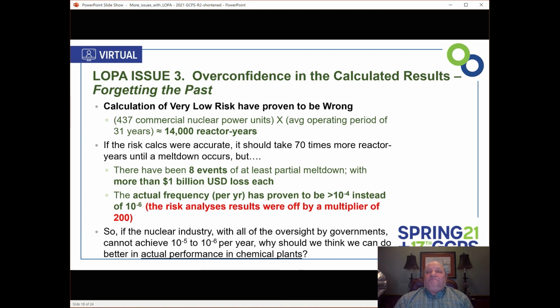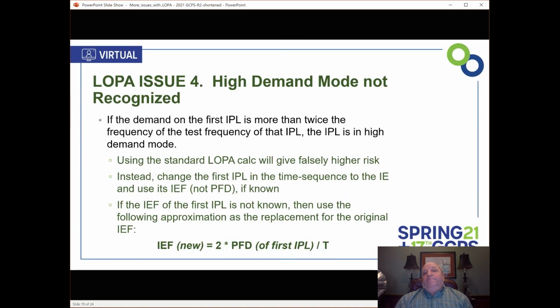So if they can't hit their values, they're off by at least a factor of 200. Don't you think maybe we're going to do the same thing just in the hope of reaching 10 to the minus 5 or 10 to the minus 6? This is why I said earlier, I think 10 to the minus 4 should be our reasonable lower limit of what our risk can be.